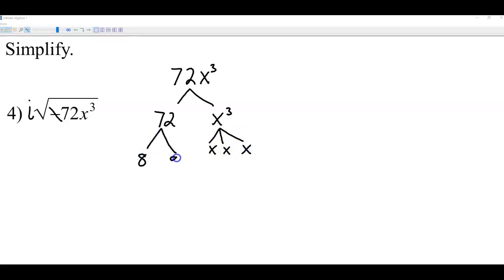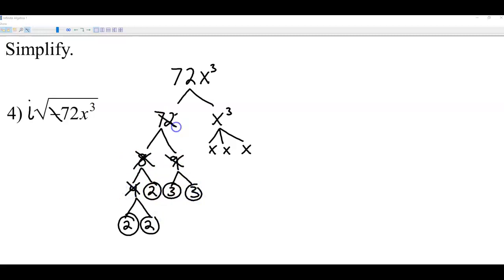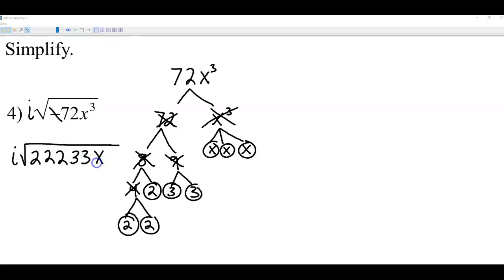72 can be found by doing 9 times 8. 8 is 4 times 2. 9 is 3 times 3. And then finally 4 can be broken apart one more time to make 2 and 2. So here are the ends of my branches. The rest of these numbers we don't include because they got split up. And we've got all of our branches there. So now we're going to have an i on the outside. And on the inside we're going to have 3 2s, 2 3s, and 3 x's.